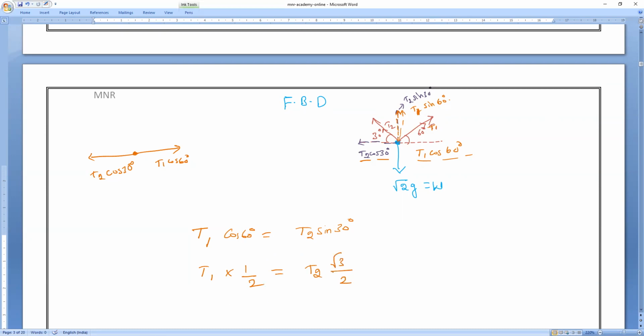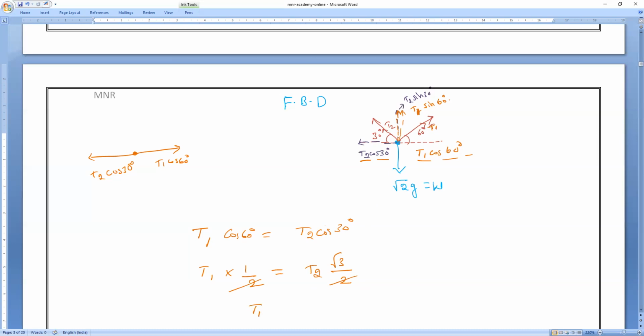Clear? Now, 1 by 2. Sorry, I have written sin 30, which is wrong. It is cos 60 and cos 30. So cos 60 and here cos 30. So cos 30 value, how much? Cos 30 value is root 3 by 2. Am I right? Both sides, the 2 will get cancelled.